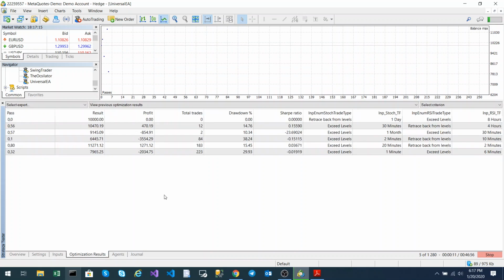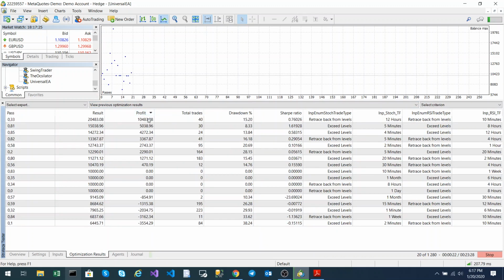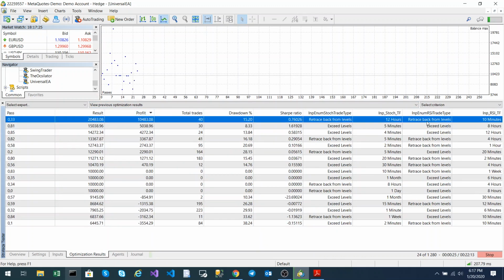Okay, so we've got a couple. So we're just going to order in. As you can see there, there's already some profitable trades. And then 40 trades, nice Sharpe ratio. So retrace back from levels on the 12 hours and we use the RSI in the 10 minutes.